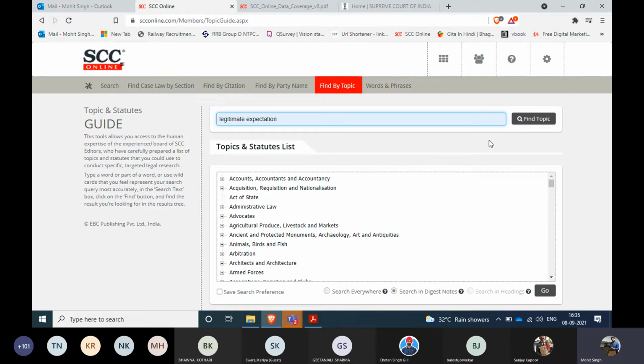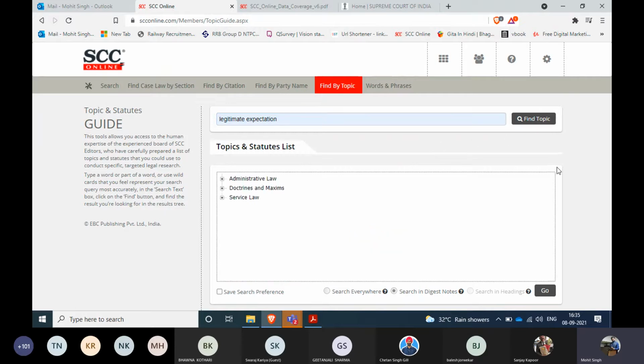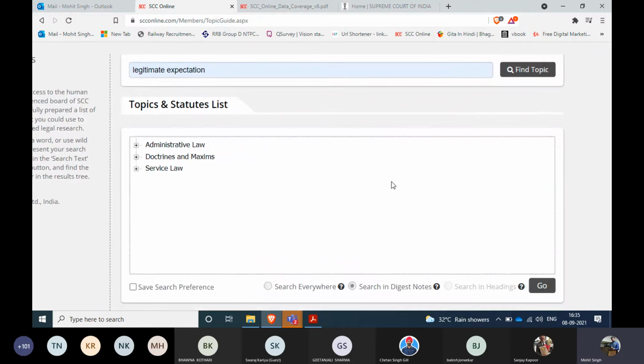So let's take this one. Let's take legitimate expectation. Click on find by topic. By this method, the software has given me some information that legitimate expectation comes in three different topics. It comes in administrative law, it comes in doctrines, and it also comes in service law. Now, it gives us a brief idea that these are the main categories through which you can find the documents on the topic of legitimate expectation.